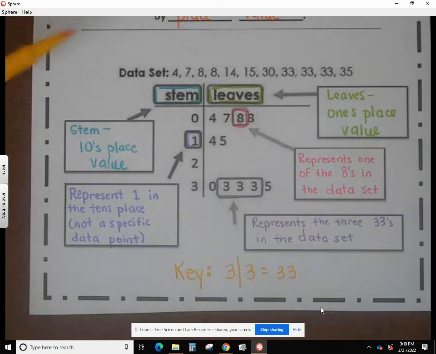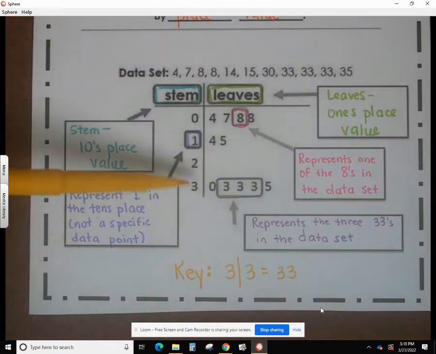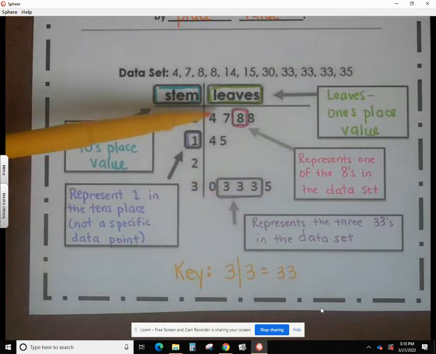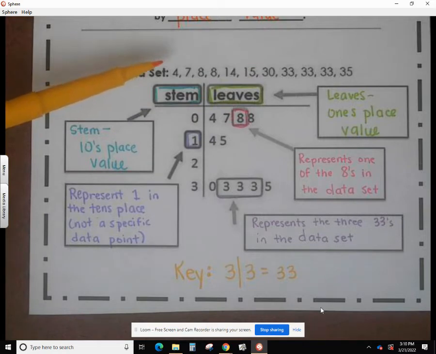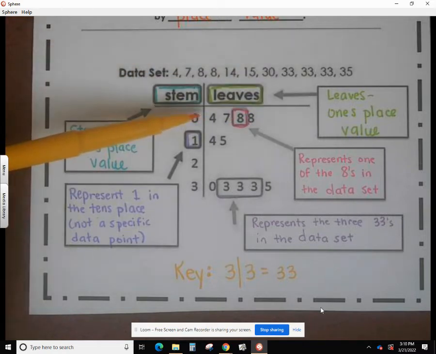They might ask you, like, what is the mode of this? And you would look for the one that's the most repeated. So 33 would be our mode because it's repeated the most. They could ask you for the range. So you would take your highest number, 35, and your lowest number, 4, and subtract them. That would give you 31. They could also ask you for the median. So here we have the numbers out least to greatest, but if we didn't, you would want to list them out. So you would look and go, okay, 4, 7, 8, 8, and you would write all those out and then find your middle number.